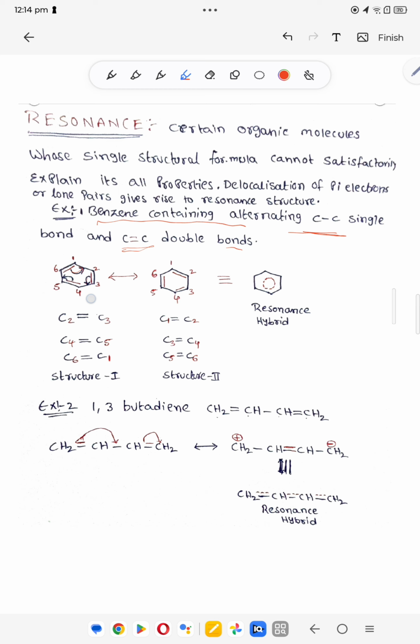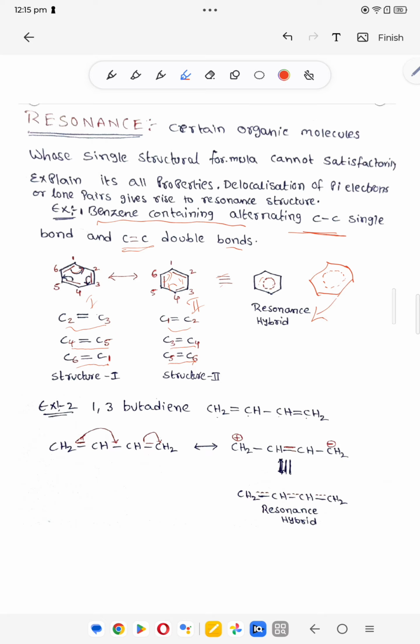If you observe structure 1, the double bonds are between C2 and C3, next between C4 and C5, and between C6 and C1. Similarly, in structure 2, the double bonds are between C1-C2, C3-C4, C5-C6. If you draw the resonance hybrid, here the electrons are involved in a cyclic manner, so we draw the circle inside the ring, where the electrons are spread between six carbon atoms. This is nothing but the resonance hybrid.